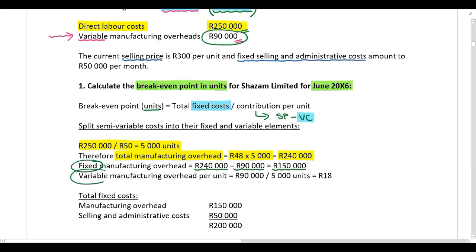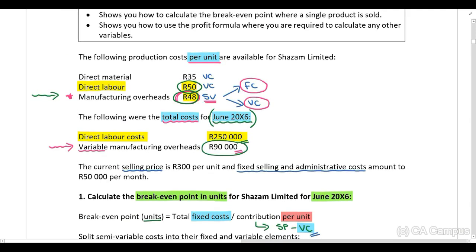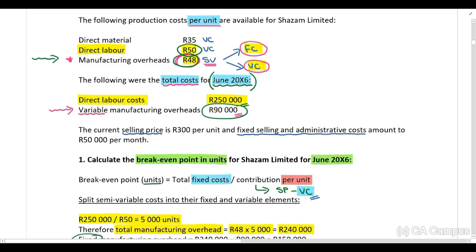Then just be careful with the variable manufacturing overhead. Remember, we want the variable cost over here per unit because we are trying to calculate contribution per unit. So take the variable cost that you have in total, divide by the number of units so that you can get the cost per unit. And we have successfully split the semi-variable cost into its fixed and variable portions. All right. Then we were also given the selling price of 300 Rand per unit. We are obviously going to use that when we are calculating our contribution per unit.